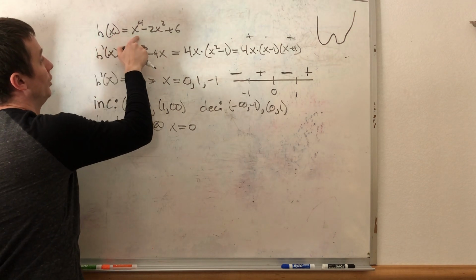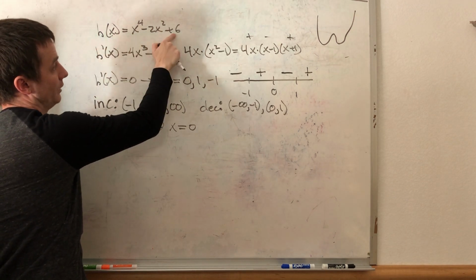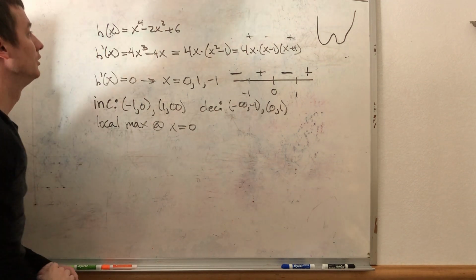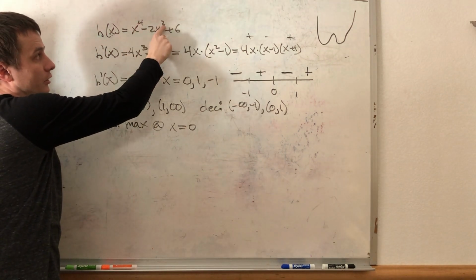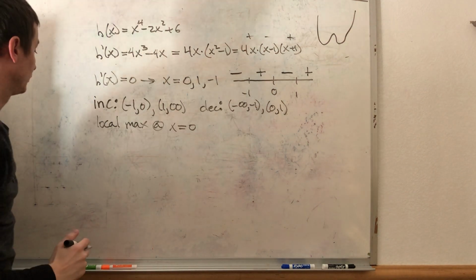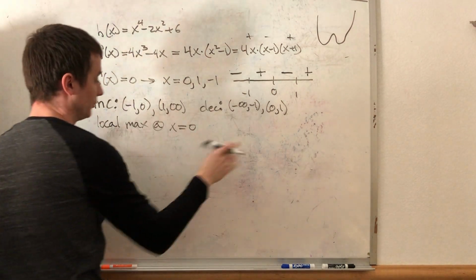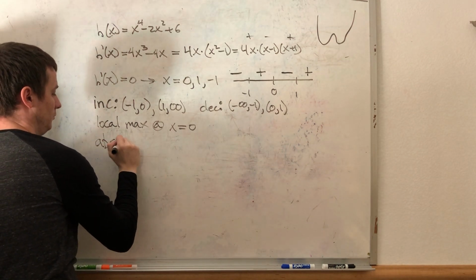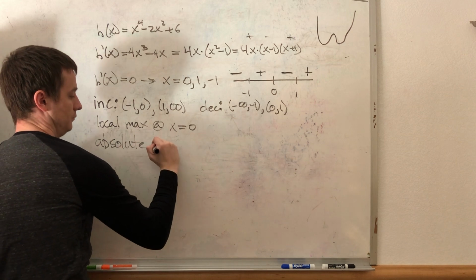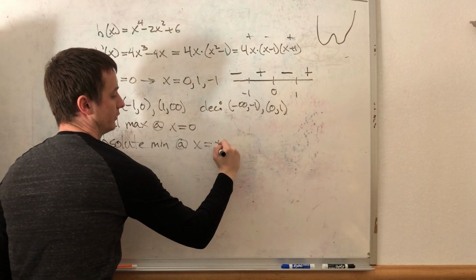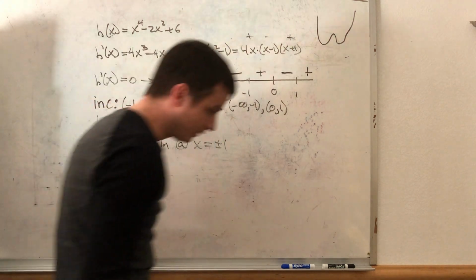So when we plug in -1 here, what do we get? We get the exact same thing that we get when we plug in +1. Doesn't matter what it is, since it's an even function, because all our exponents are even numbers. So -1 and 1 give the same numbers. So those are actually going to be absolute mins. So we have a local max at 0, and we have absolute min at x equal ±1. Okay, so that's problem number 2.